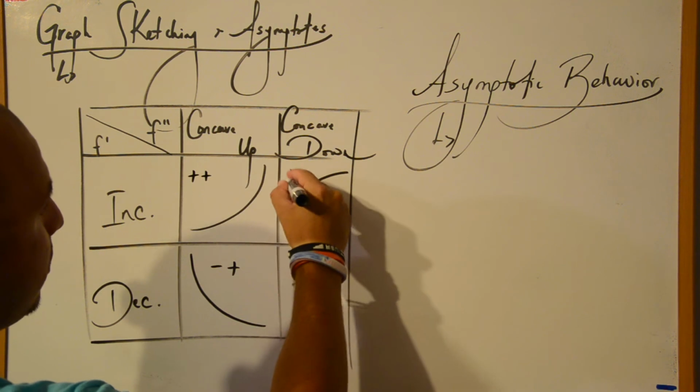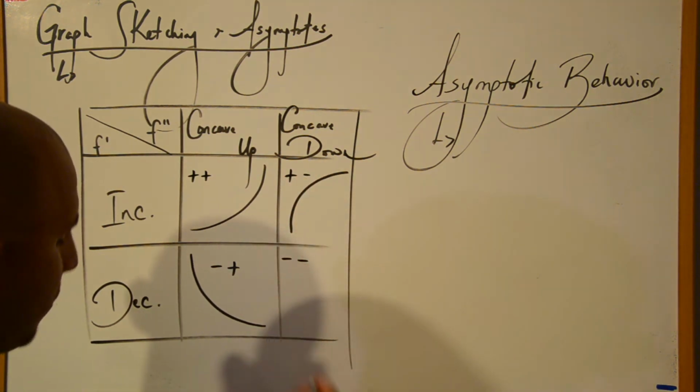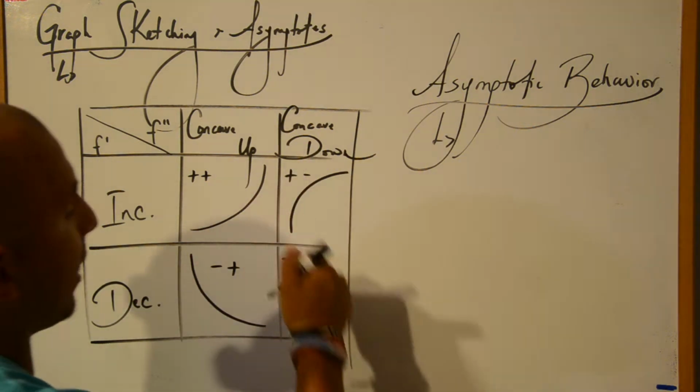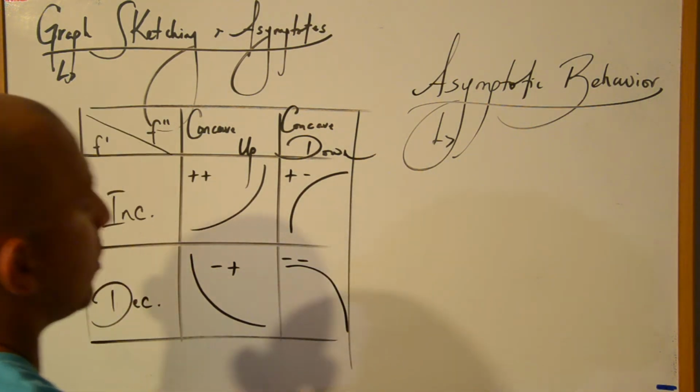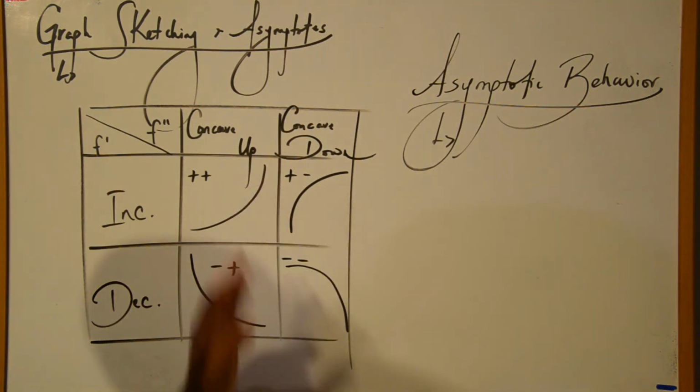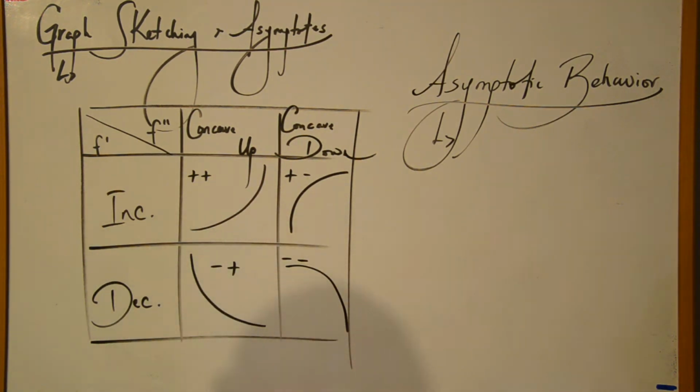Positive, positive, positive, negative, and negative, negative. And vice versa, we have both a first derivative that is decreasing and a second derivative that is negative, concave down, will look something like this. Okay, so keep this in mind as we begin sketching our functions.